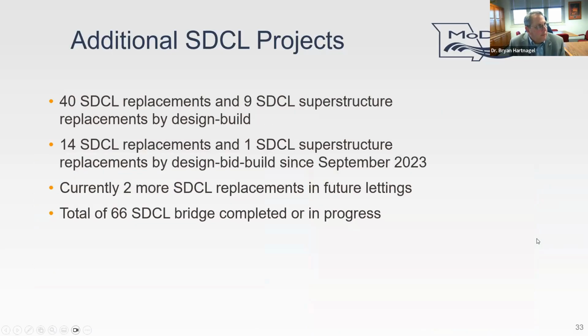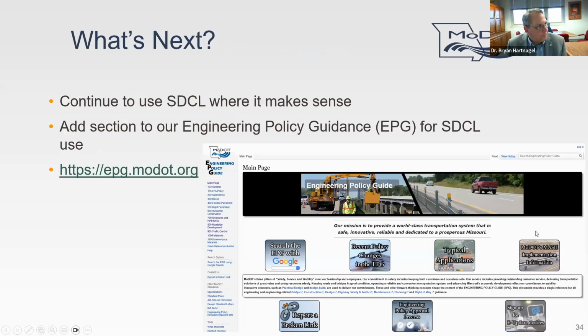So 40 Simple for Dead, Continuous for Live replacements, 9 superstructure replacements by design-build, an additional 14 and 1 superstructure replacement by design-bid-build since September. And we currently have 2 more in future lettings. So right now we've done 66 of these bridges, completed or in progress.